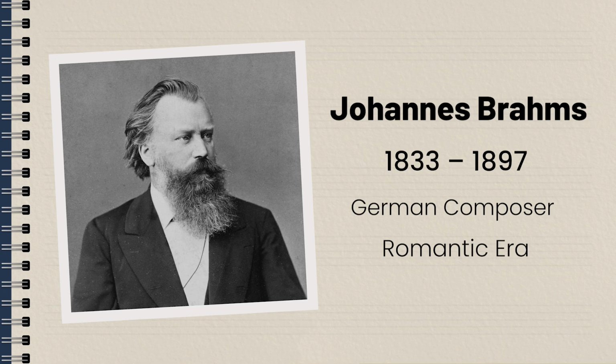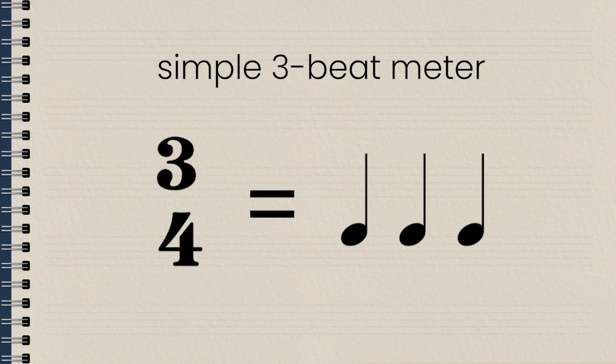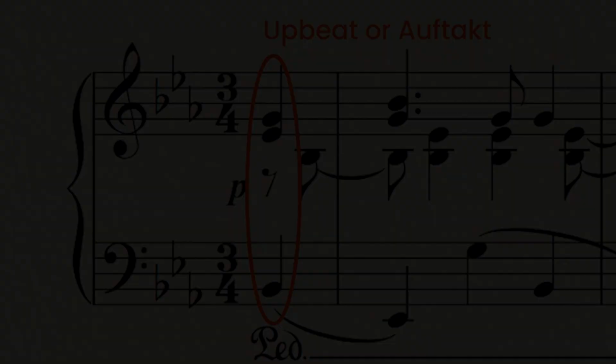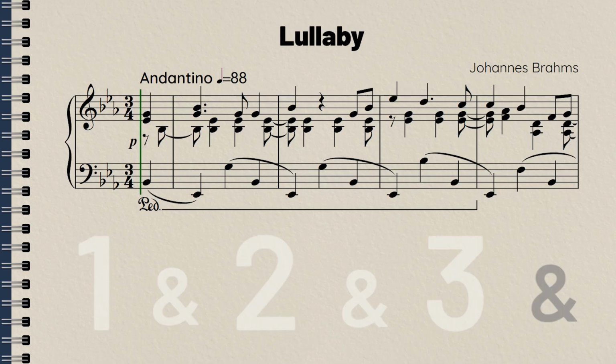Brahms' Lullaby demonstrates a simple 3-beat meter. In 3/4 time, each measure holds 3 quarter notes or their equivalent. Notice that this piece doesn't begin on the first beat. It starts on the third beat, known as an upbeat or Auftakt in German. 1 and 2 and 3 and 1 and 2 and 3 and.